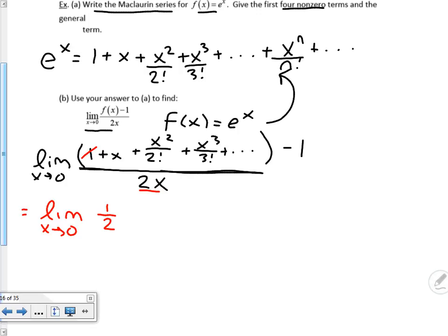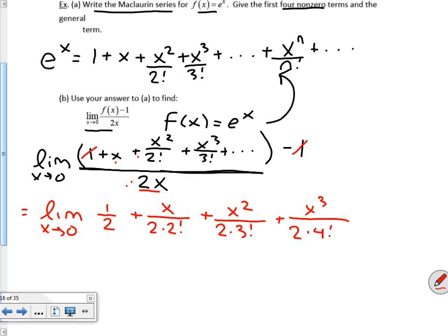Okay, so now we're ready. All right, the ones still go away, still subtract out, and x divided by 2x is still 1/2. The next term will be x squared divided by 2 factorial divided by 2x, so I will get plus x divided by 2 times 2 factorial. The next term, I will get x squared divided by 2 times 3 factorial. Then one more term, I will get x cubed divided by 2 times 4 factorial, and so on and so forth.